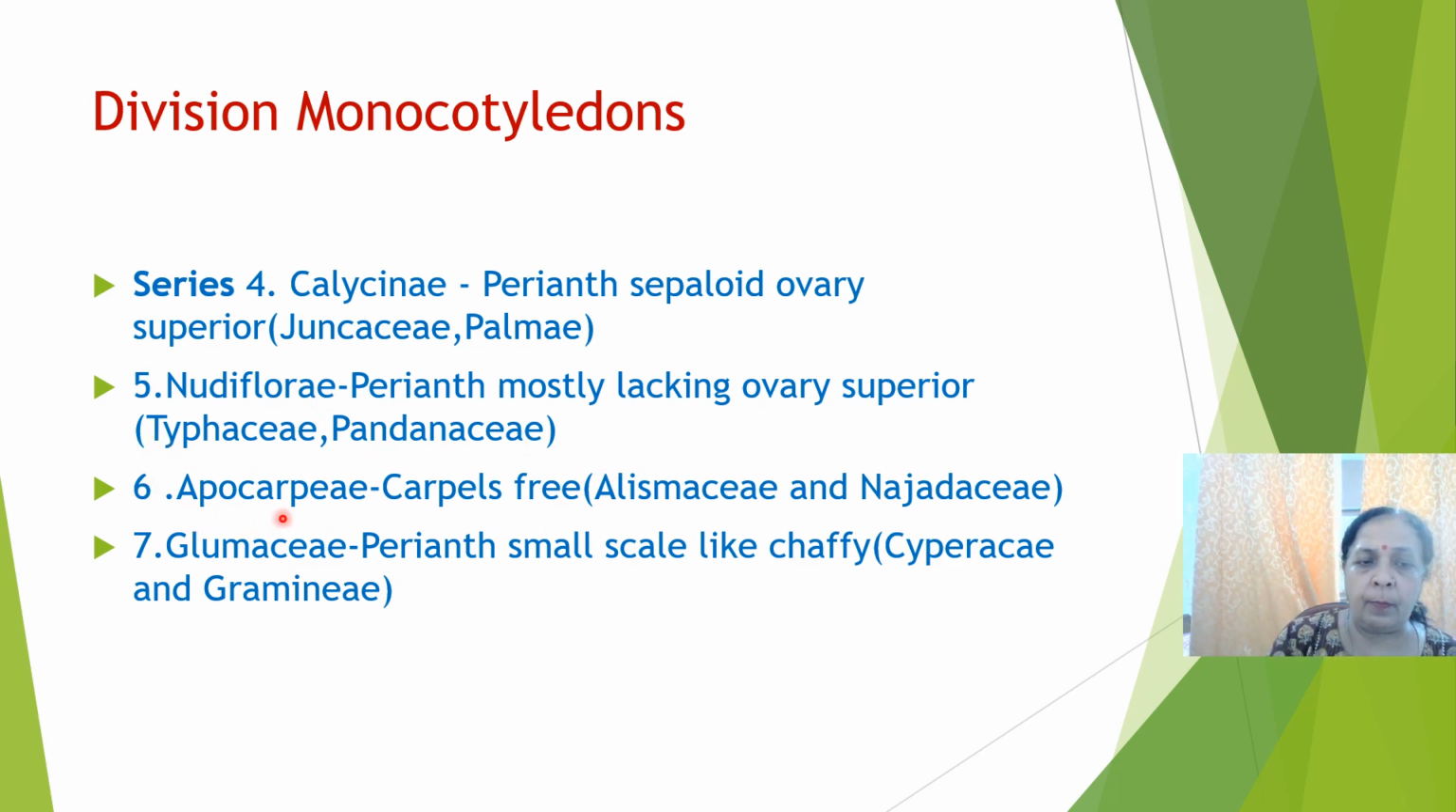The sixth is Apocarpae, where the carpels are free, and this series includes Alismaceae and Naiadaceae. The seventh series is Glumaceae. Glumaceae show small scale-like perianth, which are colorless, white, or brown, which you have seen in wheat and grasses. And this series includes two families, Cyperaceae and Gramineae.